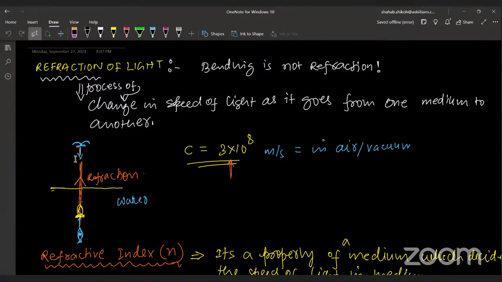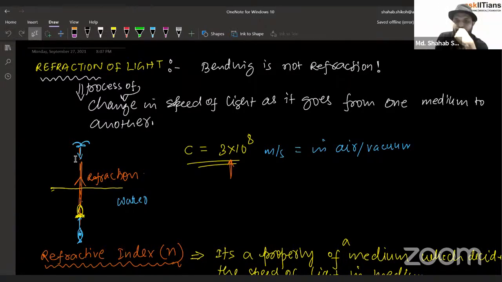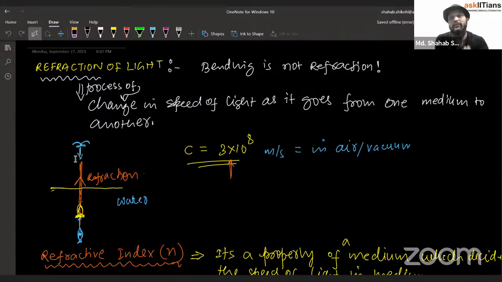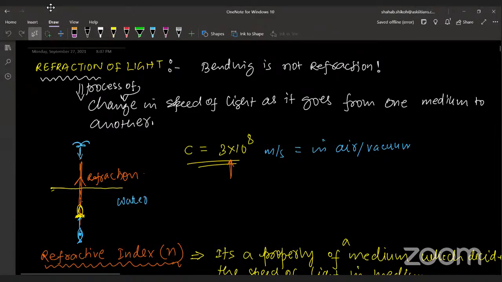Refraction is the process of change in speed of light when light goes from one medium to another medium. So bending is not the criterion for refraction. In fact, bending is due to refraction, due to the change in the speed of light. I hope you guys got it, right? Fine? Yes, sir.